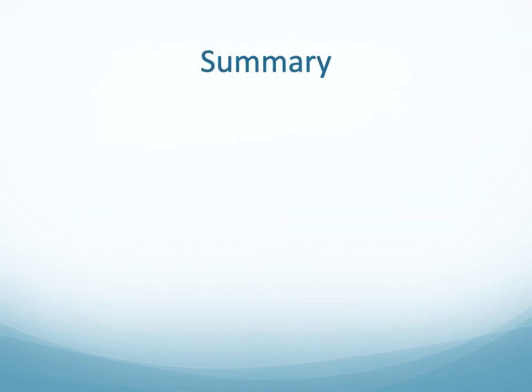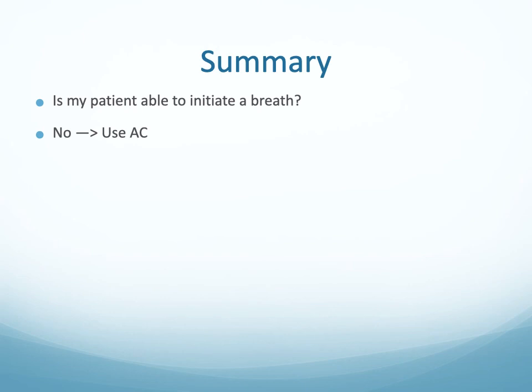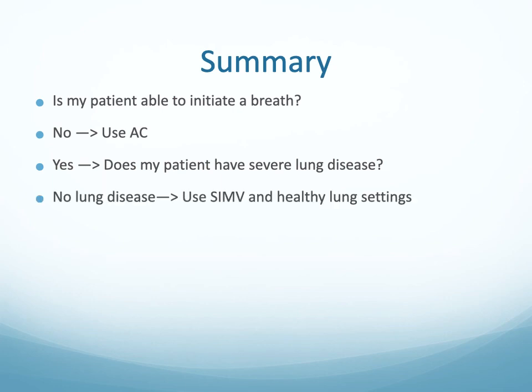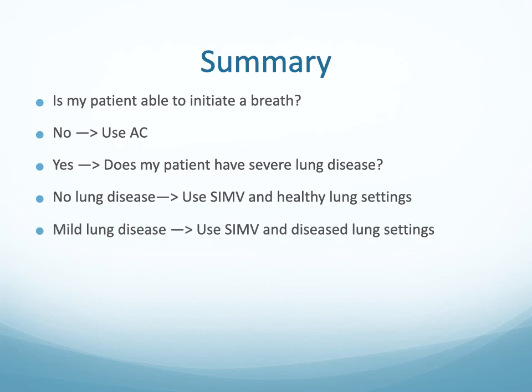So just to summarize, you need to put a patient on a ventilator. Ask yourself, can this patient initiate a breath? And if it can't, you're going to use assist control, because that's the most support that the patient needs. If yes, it can initiate a breath, ask yourself, does my patient have really severe lung disease? If it doesn't have any lung disease, use your SIMV with healthy lung settings. If you've got mild lung disease, then use SIMV with diseased lung settings. If you've got really severe lung disease, then use your assist control and diseased lung settings.